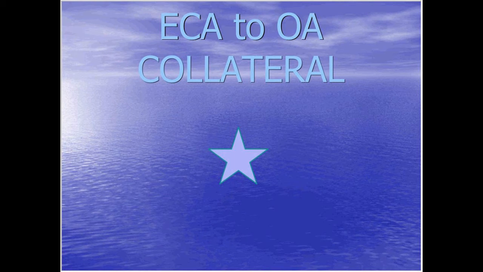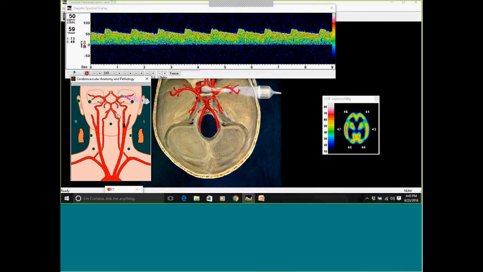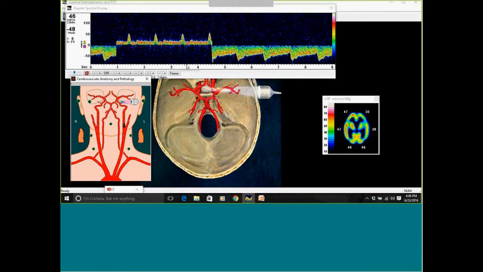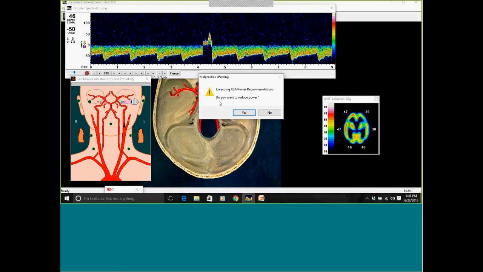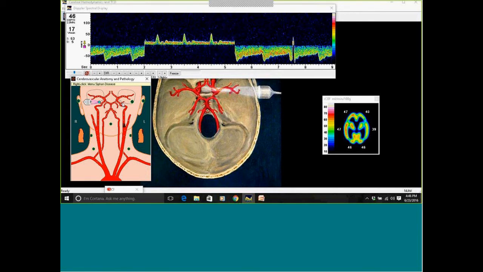All right, so let's share our screen again, and we're going to look at the ophthalmic. Okay, so let's make the A-plane here missing. Okay, so let's look at the normal side. There's ophthalmic there. Let's look at the other side. You see the difference here? It's reversed, and it looks like a siphon. Okay, so normal ophthalmic, collateral ophthalmic.